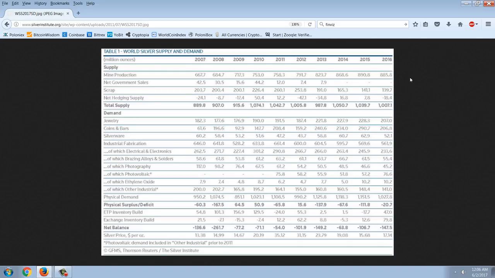Now we already know that the vast majority of silver now is mined as a byproduct of other metals, but are these even profitable operations?